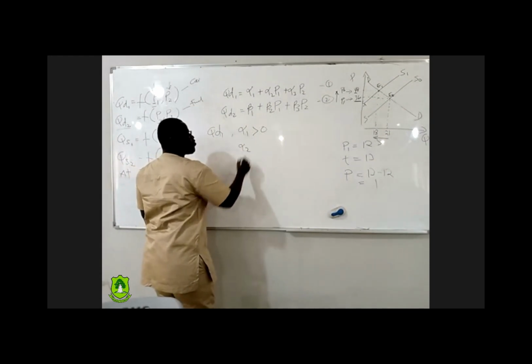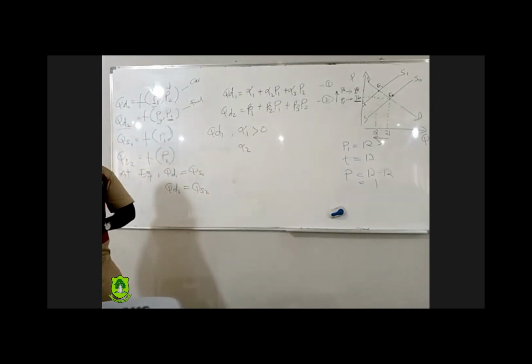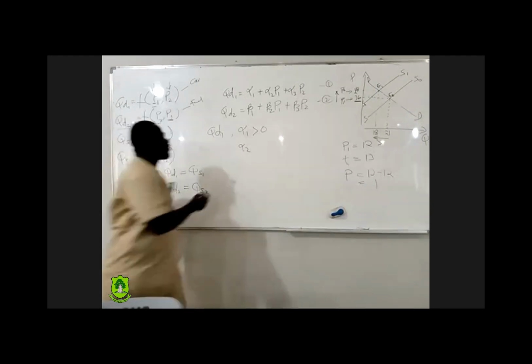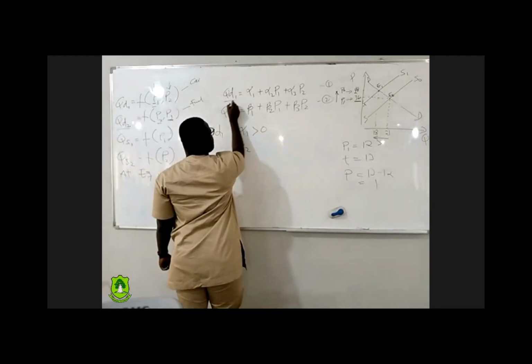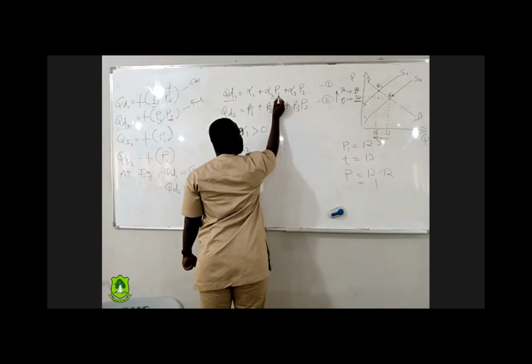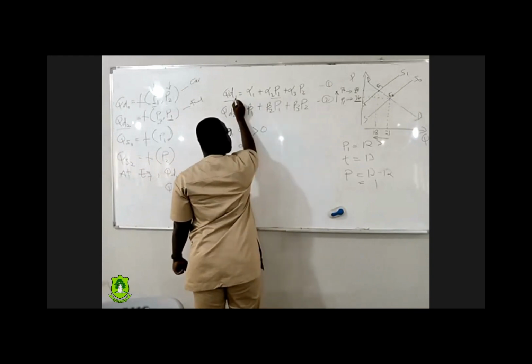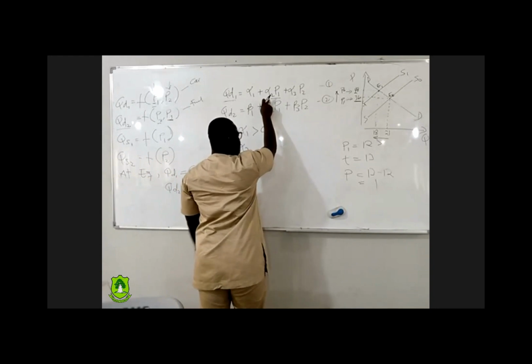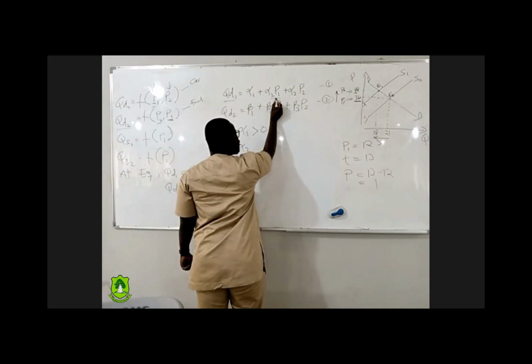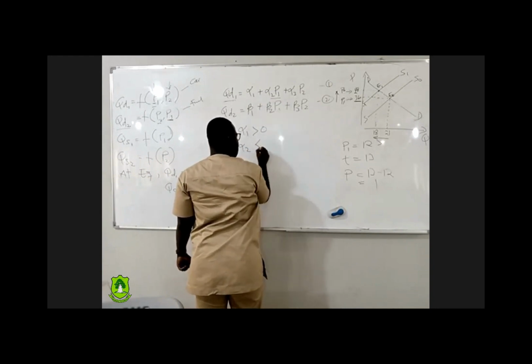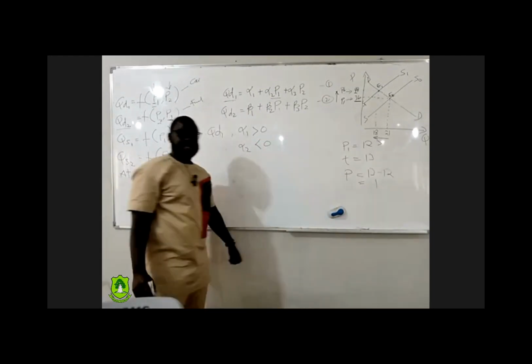What about alpha 2? Any answer? Alpha 2 will be what? Will it be negative or positive? It will be negative. Remember, this is demand, and this is price. So price, demand, there's an inverse relationship. So alpha 2 is the coefficient of price, so we expect it to be negative. Are you getting it?